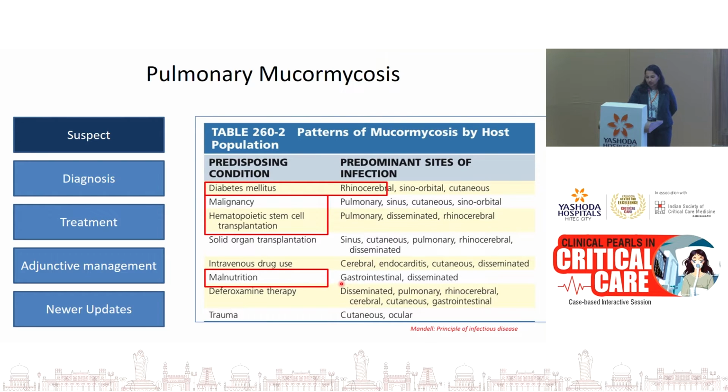In the solid organ transplant and IV drug abusers, it is different. In the solid organ transplants, the sinus and the cutaneous forms are more common. In IV drug abusers, it is the cerebral, and in malnutrition, it is GI mucormycosis which is more common.